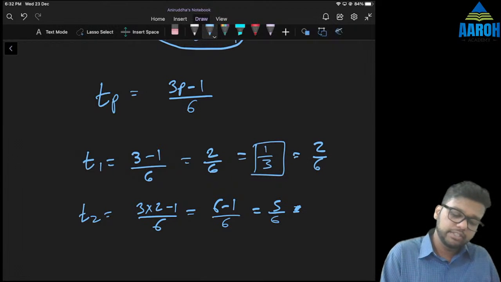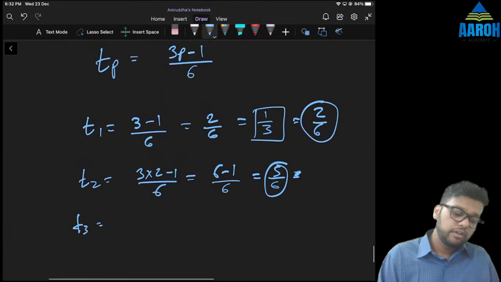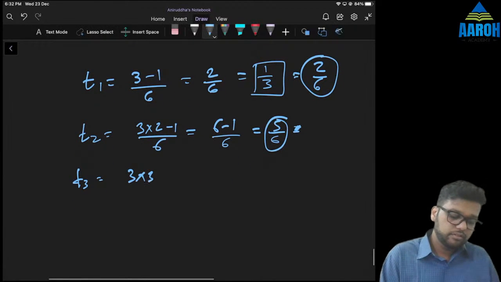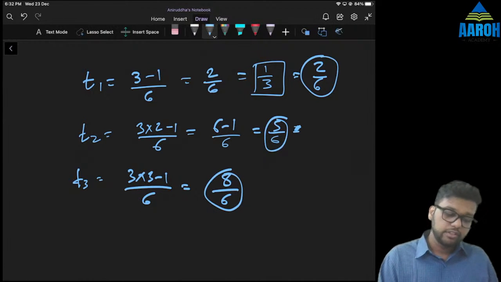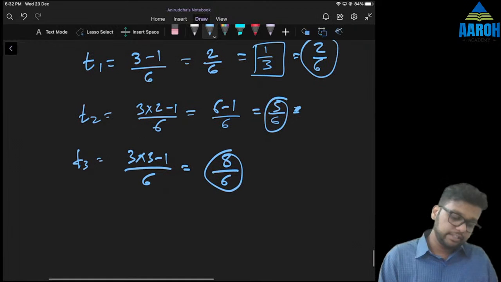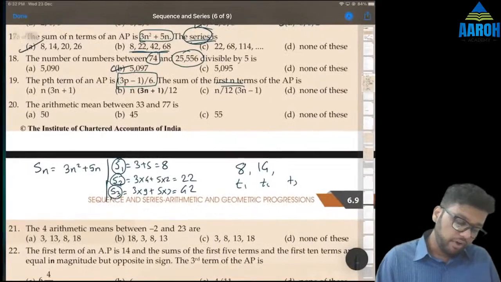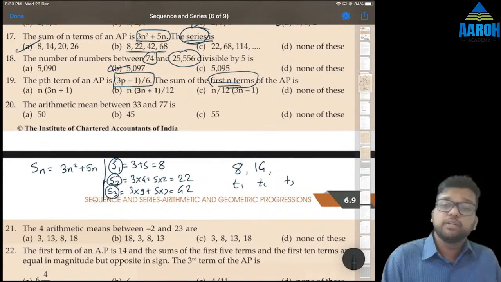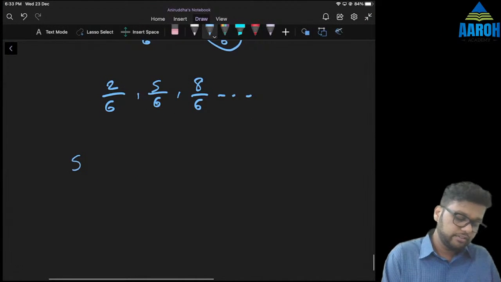Let's keep the first term as 2 by 6 then. What is the third term? (3 into 3 minus 1) by 6, that is 8 by 6. So if you observe, the series is like this: 2 by 6, 5 by 6, 8 by 6, and so on. We want the sum of first n terms, that is, we want the formula of Sn. So let's try Sn.